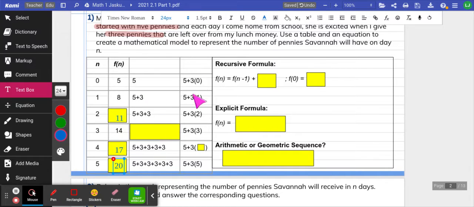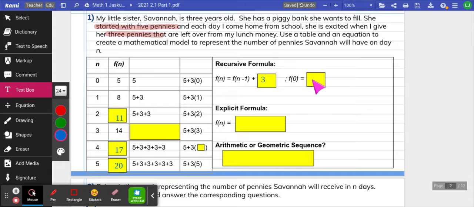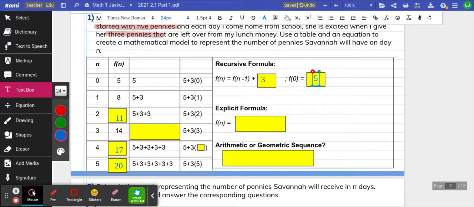The third and fourth column, we've been working with that, and then we've been kind of trying to do it without it. So it's here if you need it, but let's talk about the recursive formula. So f of n equals f of n minus 1 plus blank. So what are you doing to the previous one to find the next one? Well, we're adding 3 pennies, and we started at f of 0 equals 5 pennies. So we got our recursive formula.